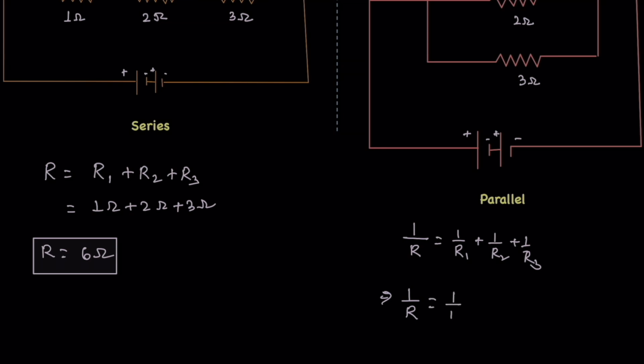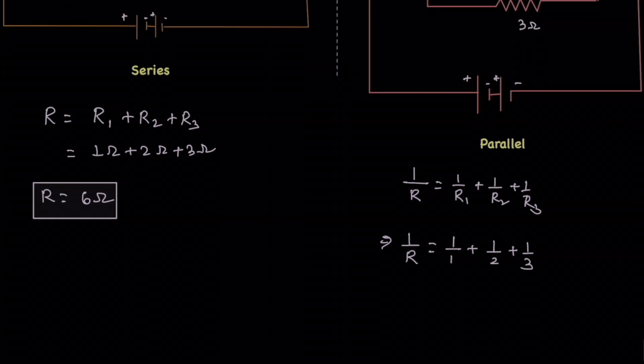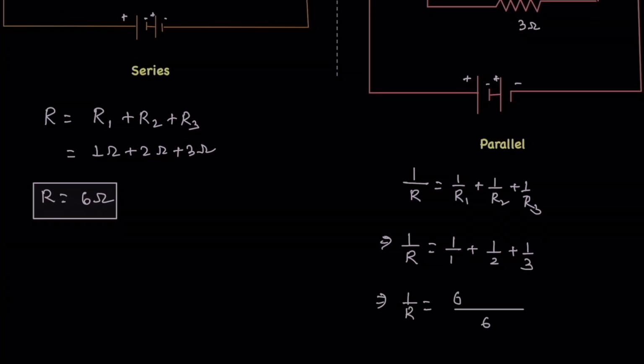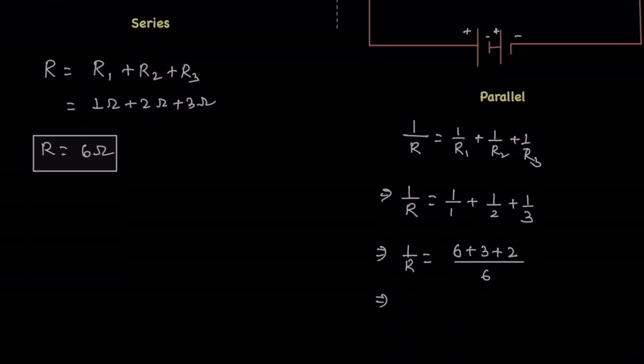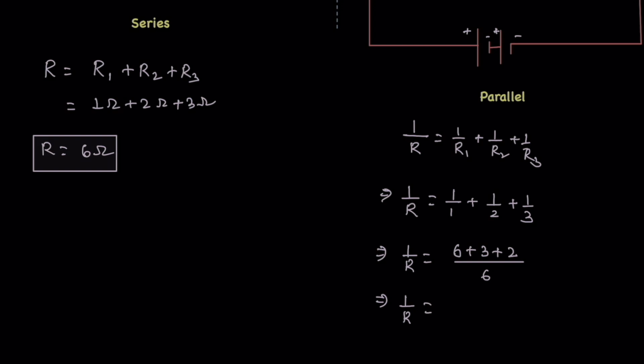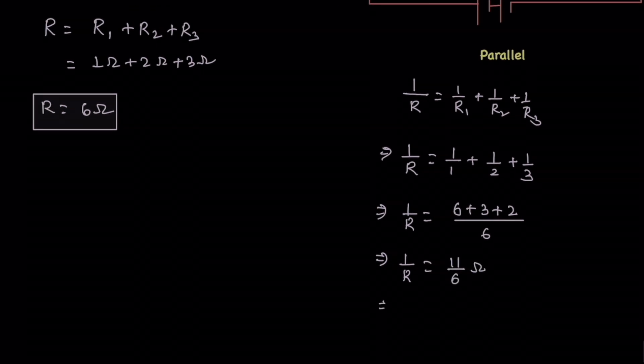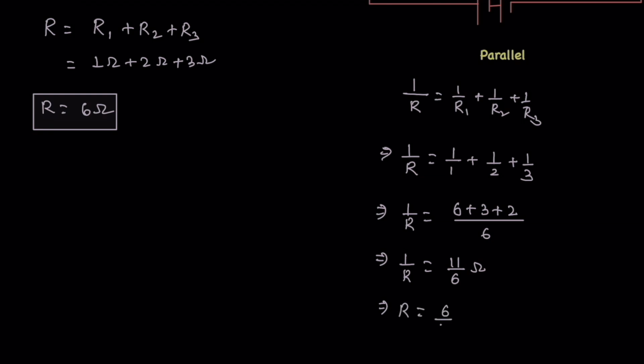So 1 by R is equal to 1 by 1 plus 1 by 2 plus 1 by 3. So 1 by R is equal to (6 plus 3 plus 2) by 6, so 1 by R is 11 by 6 ohm. R is equal to 6 by 11 ohm, which is approximately equal to 0.55 ohm.